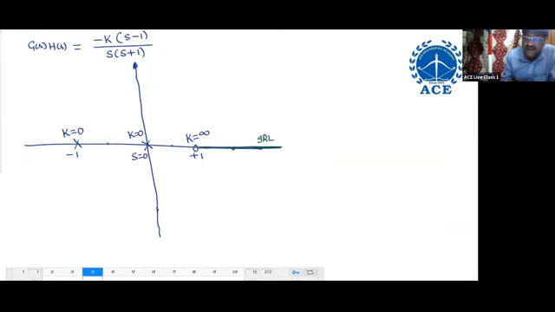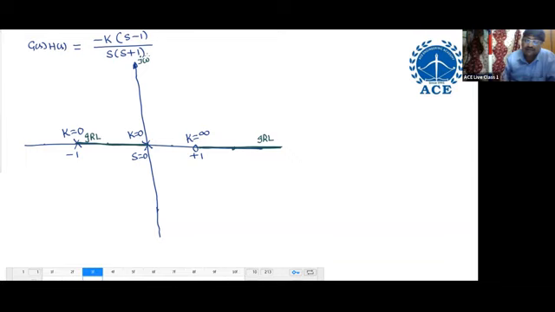Take a point, count right 2. 2 means even. There exists the inverse root locus here. Here take a point, count 3. 3 means odd, so there is no inverse root locus. Like this, you have to identify the inverse root locus branches.